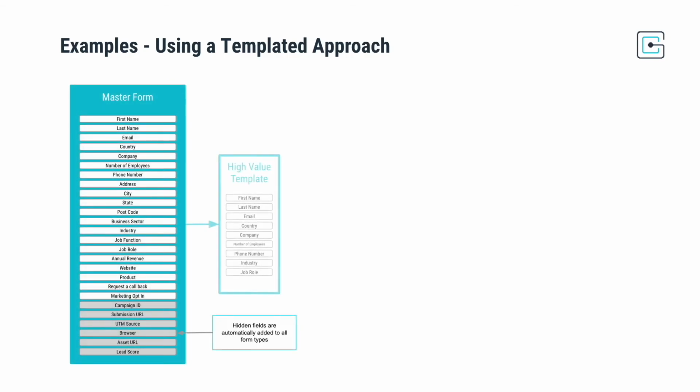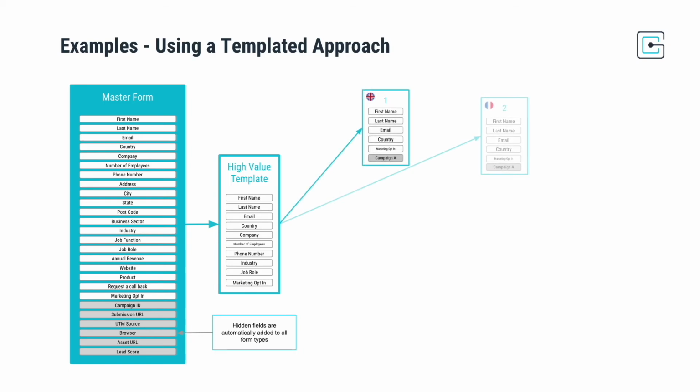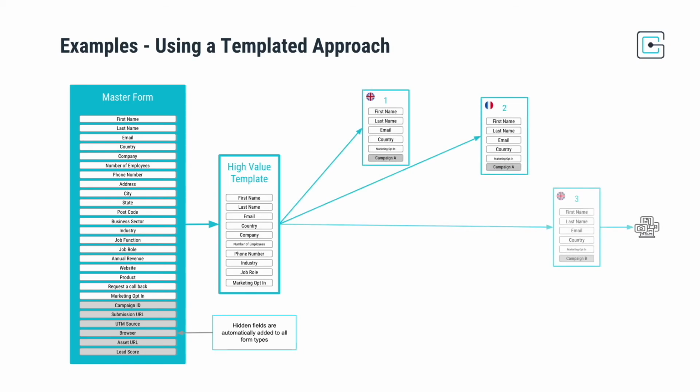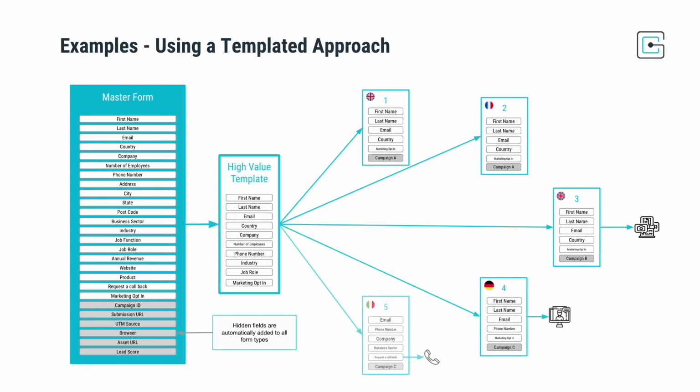Here is an example of a high-value template which has been used to generate 5 different gates. We have gates 1 and 2, which are the same but presented in different languages. Gate 3 is a download for a different campaign. Gate 4 is a sign-up for a webinar. And Gate 5 is to request a callback, so it has a phone number field and an extra checkbox included. It also has business sector, so the lead can be routed to the right sales team.